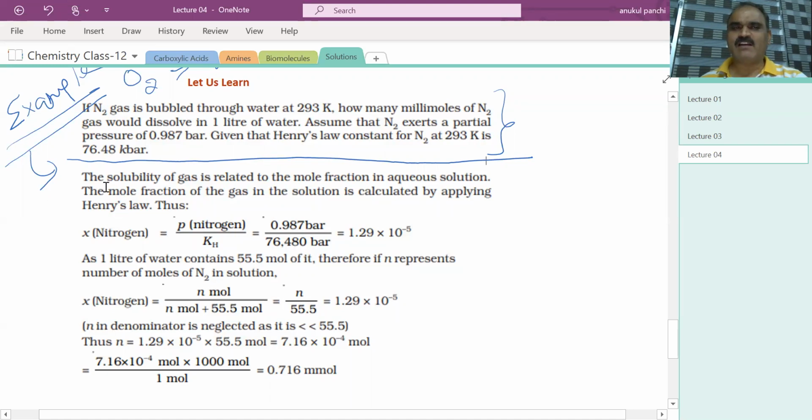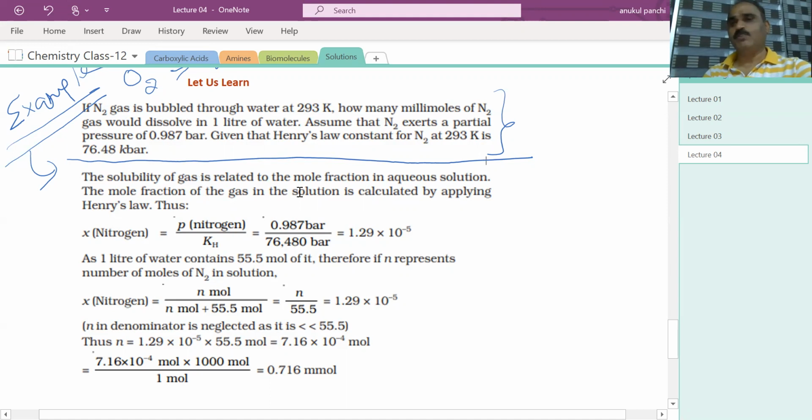Now, if we solve this numerical, first of all, we have to understand that the solubility of a gas is related to the mole fraction in aqueous solution. P is equal to Kh into X, Henry's law formula. The mole fraction of gas in solution is calculated by applying Henry's law. Thus, X is equal to P over Kh. So the mole fraction of nitrogen is the partial pressure of nitrogen upon Henry's law constant. Both are given. So we have got this mole fraction of nitrogen.